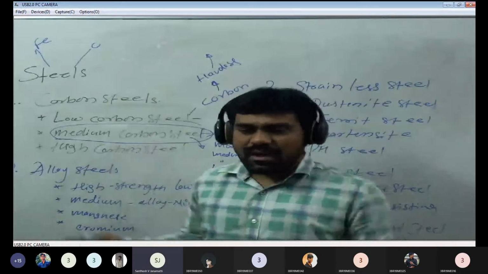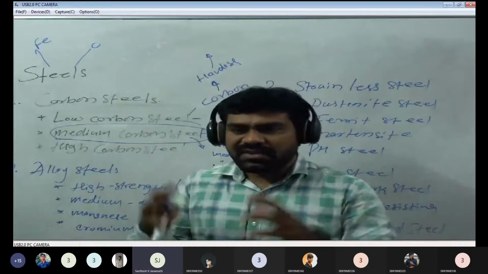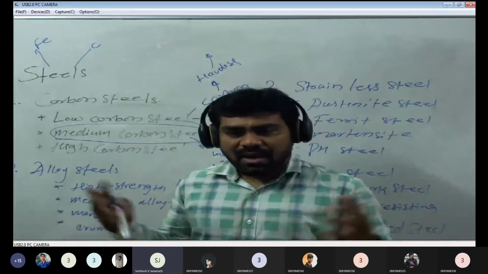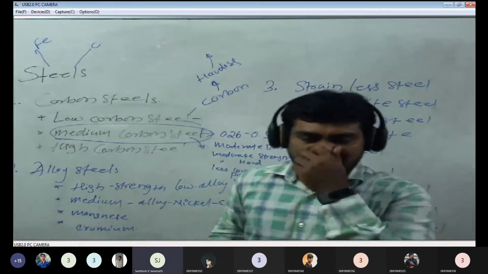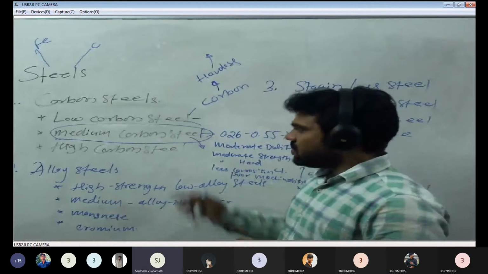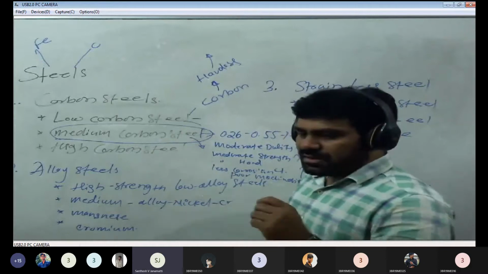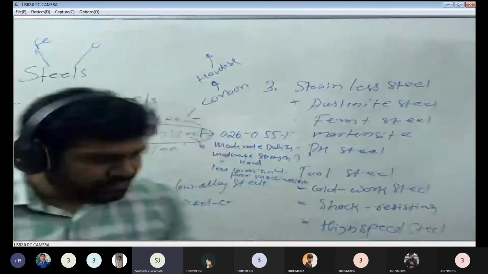Medium carbon steel is used for engine blocks, many engine components, engine body, casings, bearing housings. All these kinds of applications, all these elements, we can construct from medium carbon steel.